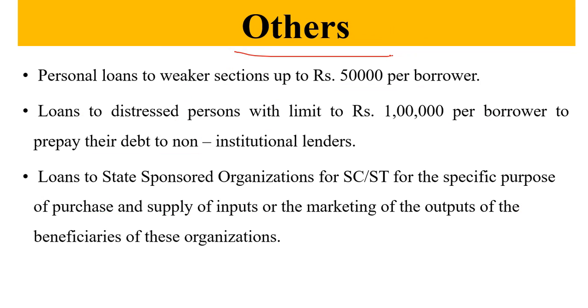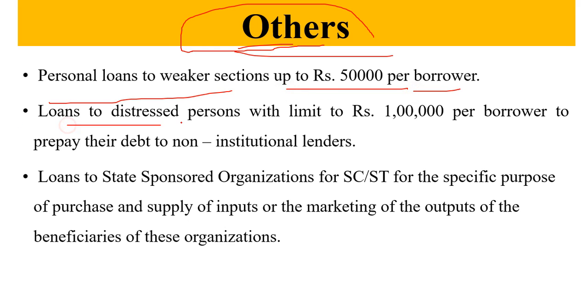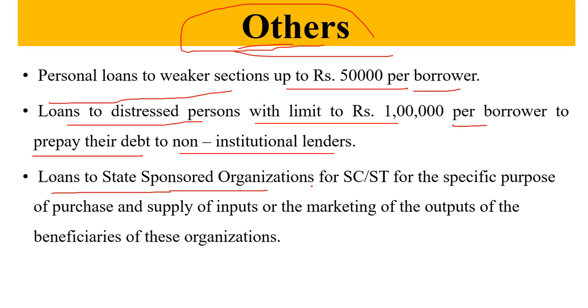Next is others. There are a total of 8 sectors under priority sector, and the last sector is others, which are not included in the above 7 sectors. Whichever new sectors or remaining sectors, they are classified under other sectors. So personal loans to weaker sections are up to 50,000 per borrower, then loans to distressed persons up to 1 lakh per borrower to prepay debt to non-institutional lenders, then loans to state sponsored organizations for SC and ST categories for the specific purpose of purchase and supply of inputs or marketing of output of beneficiaries of this organization. So loans are given to the weaker sections under priority sectors.